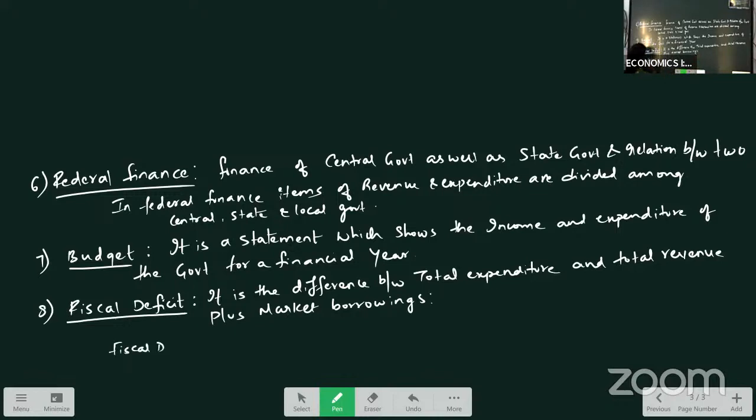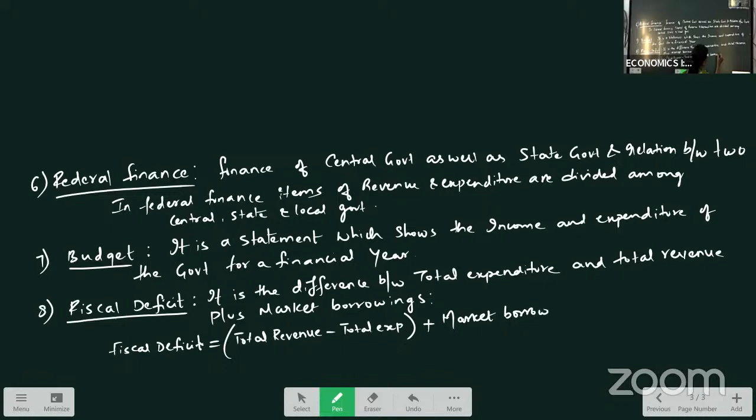Fiscal deficit is equal to, what is the difference between total expenditure and total revenue? That is budget deficit. So you can write it as total revenue minus total expenditure plus market borrowings. So this is called as fiscal deficit.